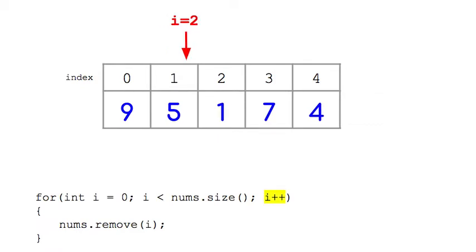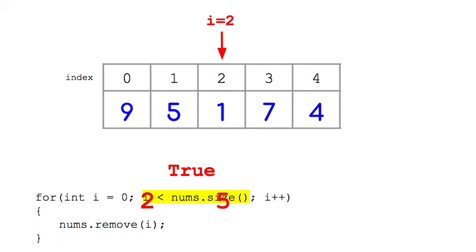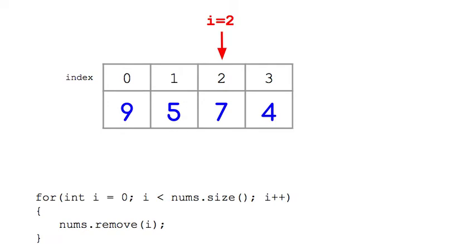We increment our variable. We test to see, are we still less than the size of the array? Yes, we are. That's true. So we go in and we remove the element at index 2. Everything slides over. The array has shrunk even more. We increment our variable.